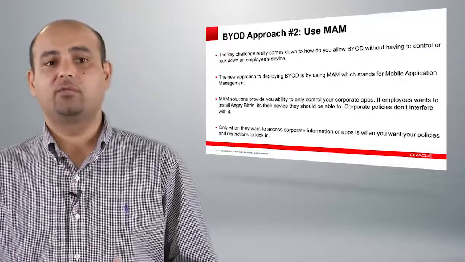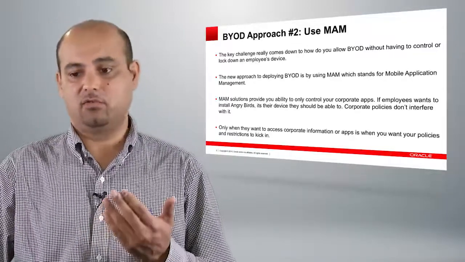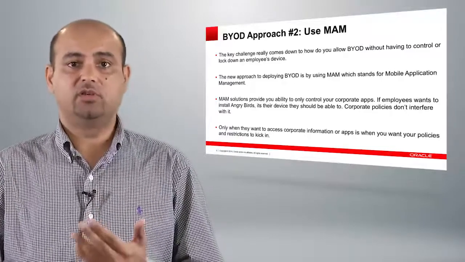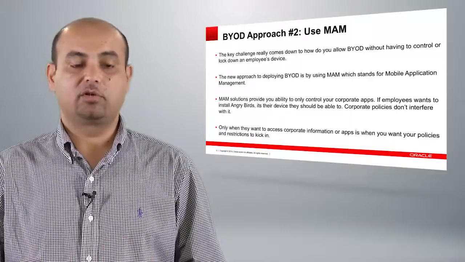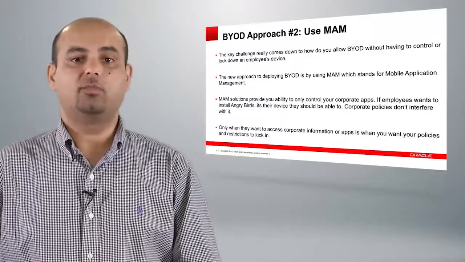So it's only when they want to access corporate information or corporate apps that you want your corporate policies to kick in and be able to put controls and restrictions on your corporate apps, on your corporate access. Now there are some key services a MAM should be able to provide to enable an effective BYOD policy within your organization.